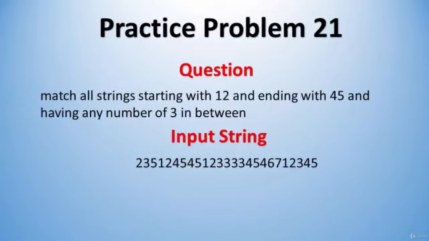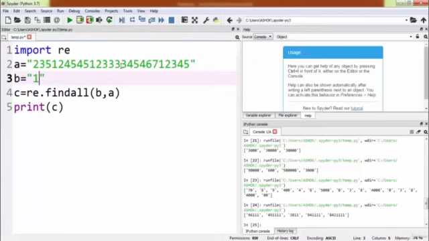The next question is we must find all the strings which start with 12 and end with 45, and there is no restriction on the number of threes in between them. That means 3 can be present 0 or more times. So the pattern is it should start with 12 and end with 45, and in between there can be 0 or more threes.